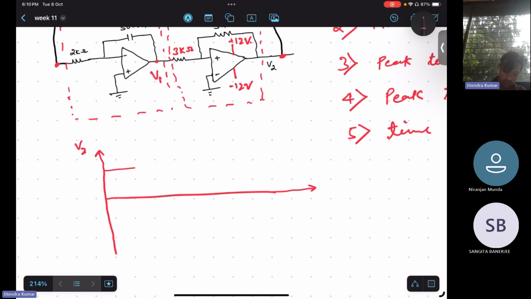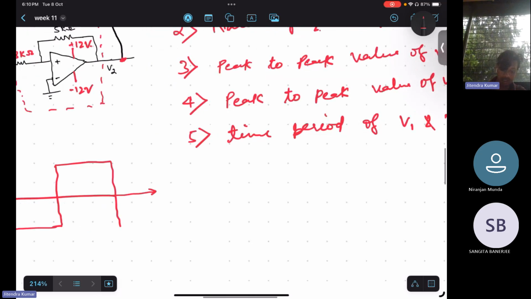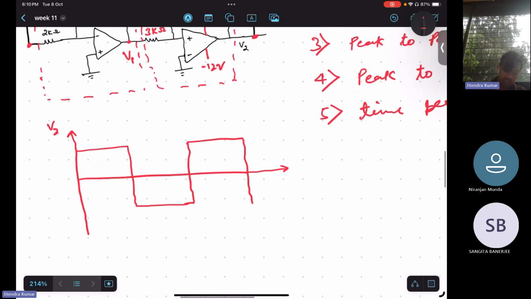So we are drawing for V2. But for how much time duration it is conducting, that we don't know. So for that, we have to identify this time period. That is the final part of this problem, how much time duration it is going to conduct. So this is the entire time period of V2.